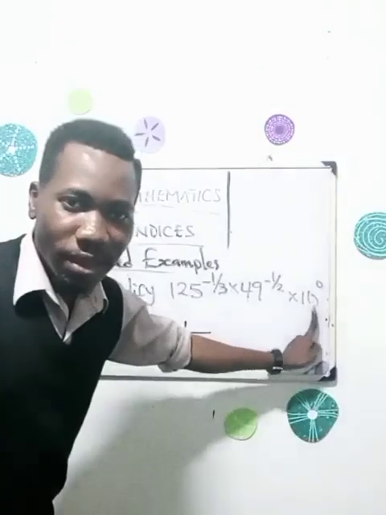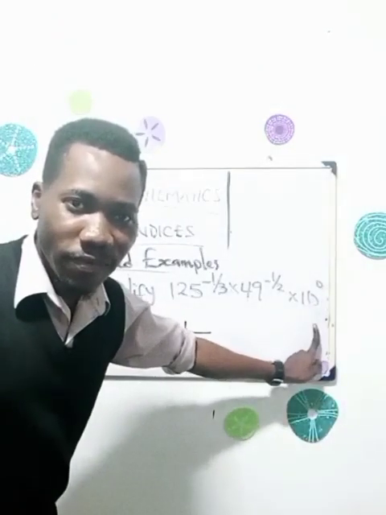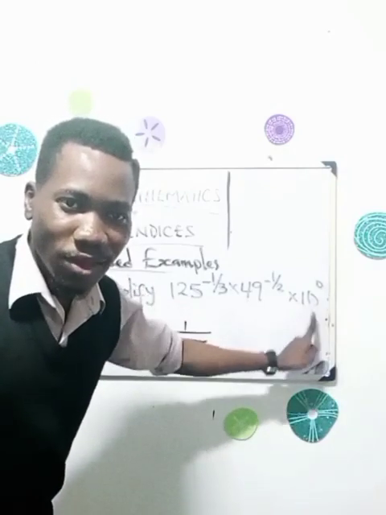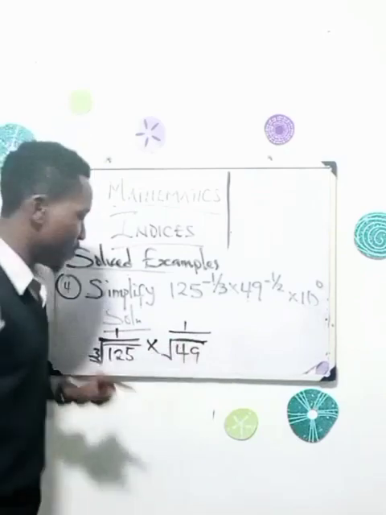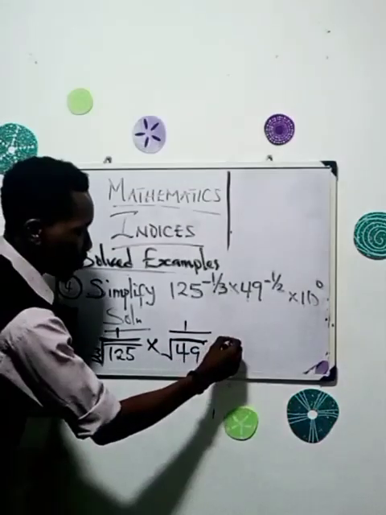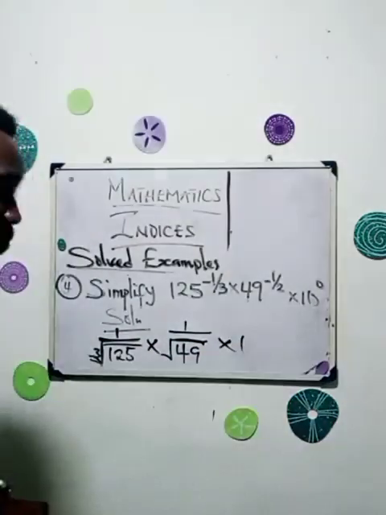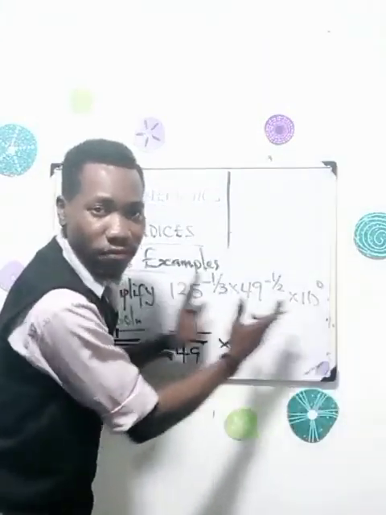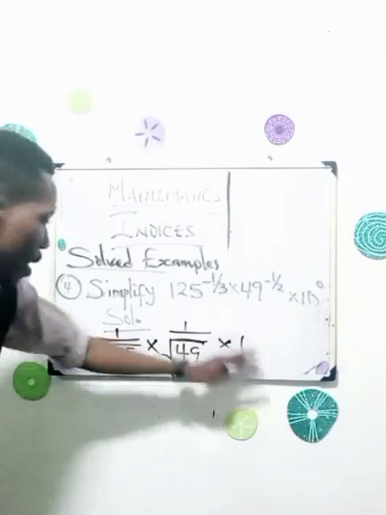Now, let's come to this third one. 10 raised to the power 0. Anything raised to the power 0 will give us what? 1. So 10 raised to the power 0 is 1, so you have times 1. When you look at it all at once, you get confused. Take it one after the other. So now this is what we have.